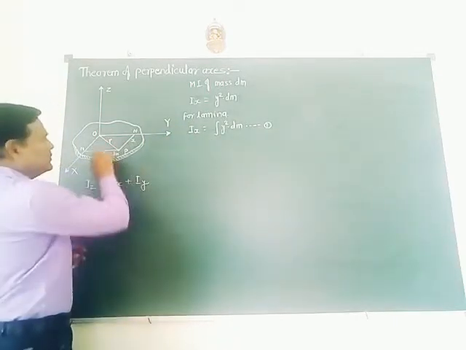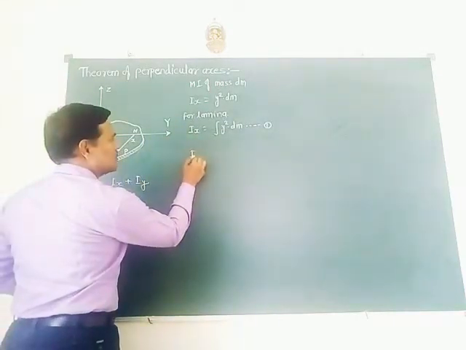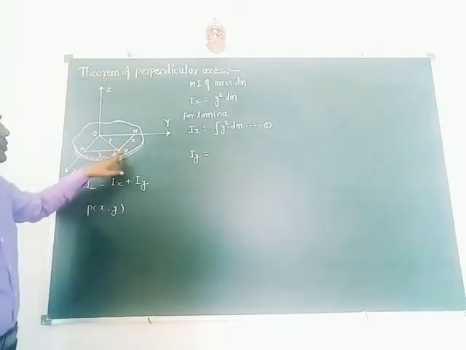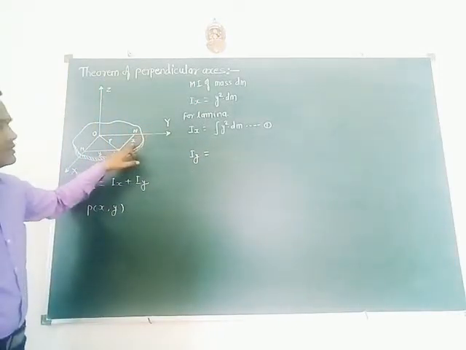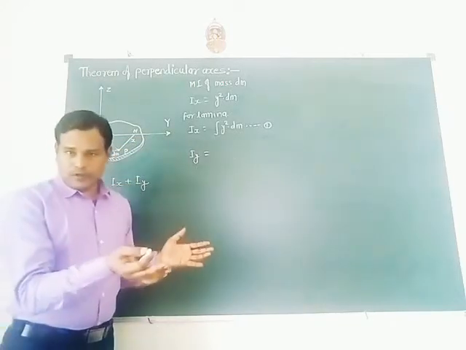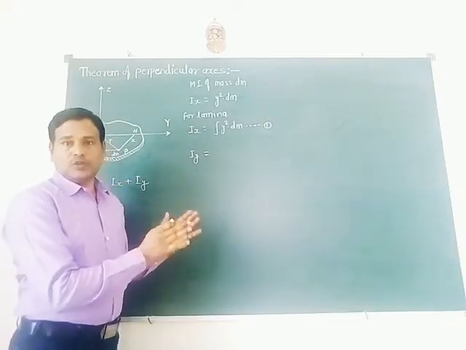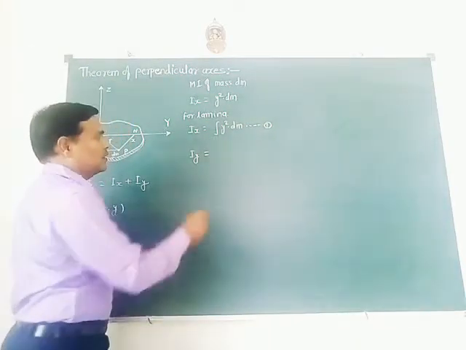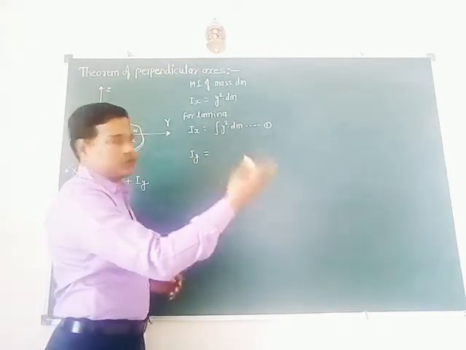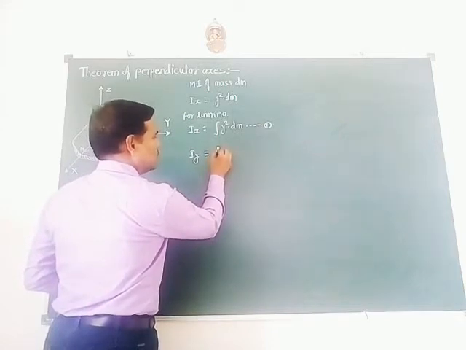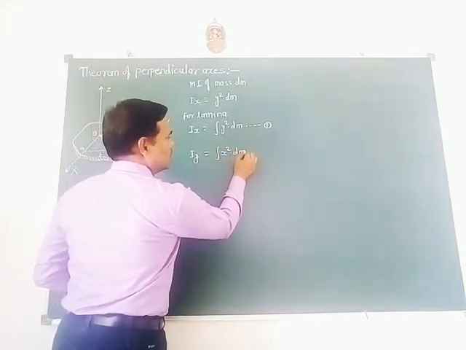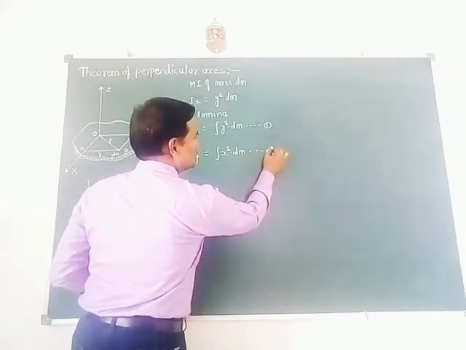Similarly, the moment of inertia about the y axis, Iy. See here, what is the distance of point P from the y axis? It is x. We could write the moment of inertia of only the dm element, but we have to write the total moment of inertia of the lamina. So Iy, the total moment of inertia of the plane lamina, is equal to the integration of x square into dm. Consider this as equation number 2.